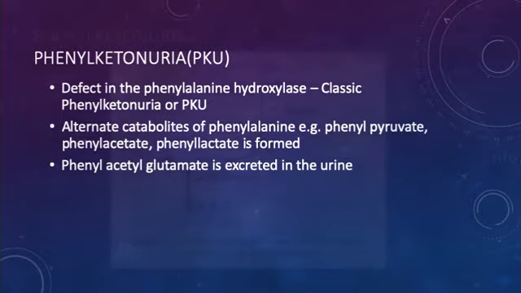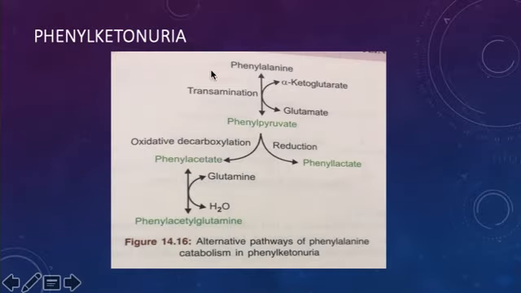So here you can see in this reaction, phenylalanine by transamination reaction gets converted to phenyl pyruvate. Alpha ketoglutarate gets converted to glutamate. So phenyl pyruvate by oxidative decarboxylation gets converted to phenyl acetate, and by reduction it gets converted to phenyl lactate. Now this phenyl acetate gets converted to phenyl acetyl glutamine, where glutamine gives off a water molecule. So these are the alternate pathways of phenylalanine catabolism in PKU.